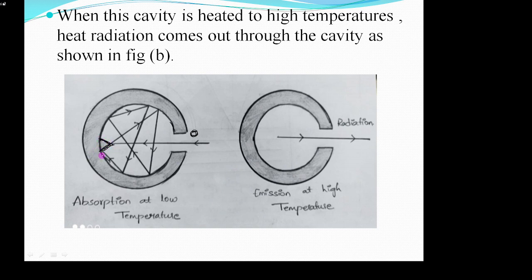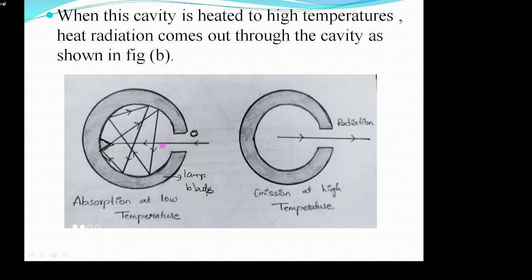Next, this spherical cavity is coated with lamp black. So what is meant by lamp black? When you light a candle, on the wall you find black colored ash. That we call lamp black. So this whole spherical cavity is coated with lamp black.